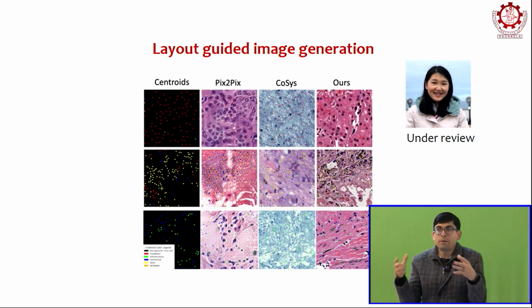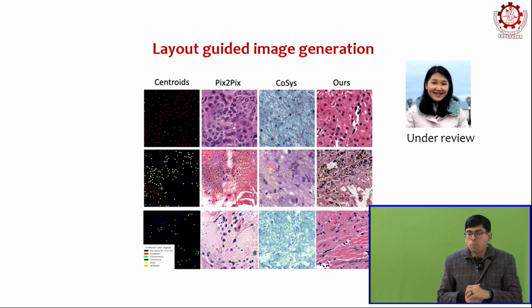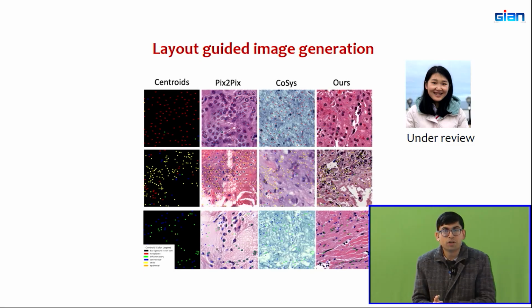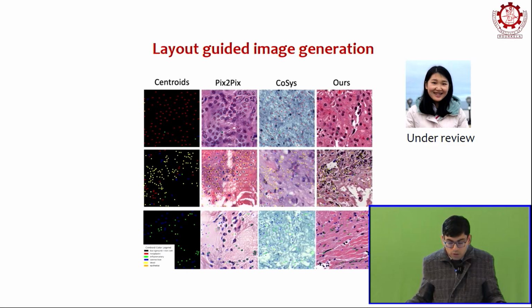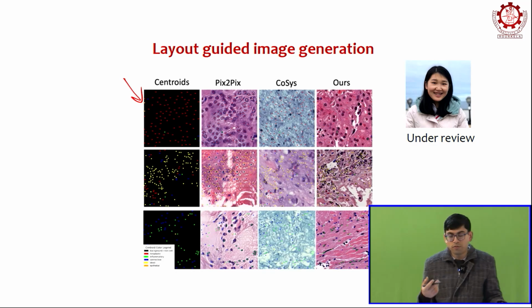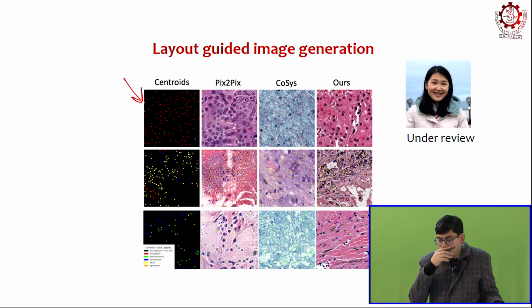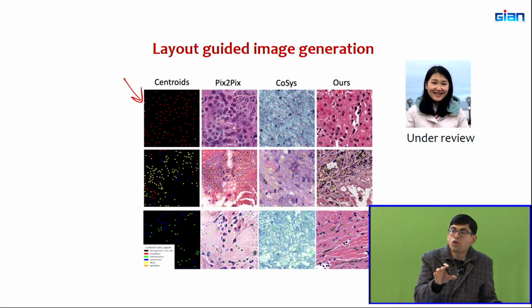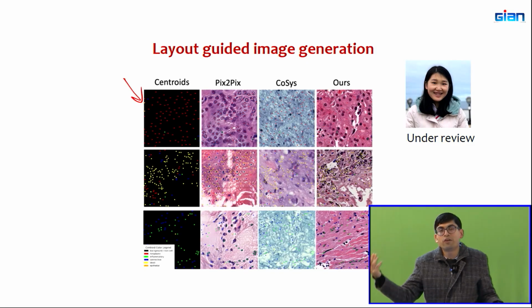We don't know how it is happening, but it is happening. But how about we explicitly give that as a condition? By that, what I mean is, in the first column on the left you see centroids, which can be essentially the centroids of the different nuclei, or they can be centroids of other primitives. Can you use the centroids as conditions to generate your image? That's what we did here.